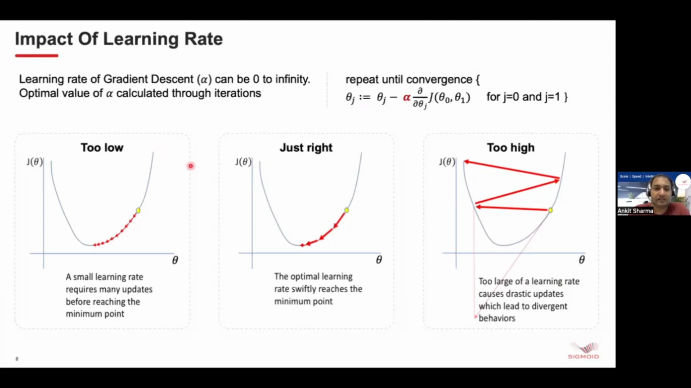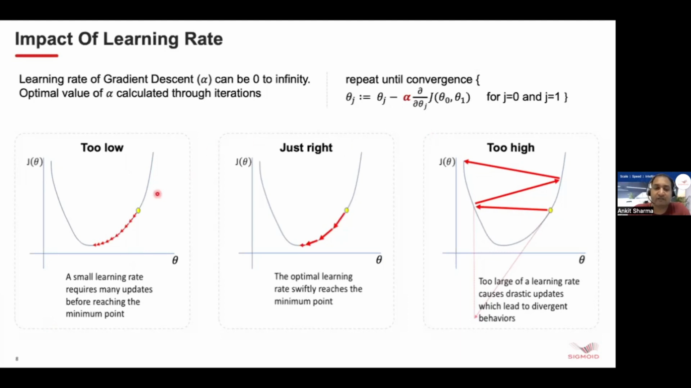Here in three graphs, I have shown the cost function and the theta parameters, and how they change when you keep your alpha value very low, when you keep the alpha value very high, and when you keep just the right value of alpha.